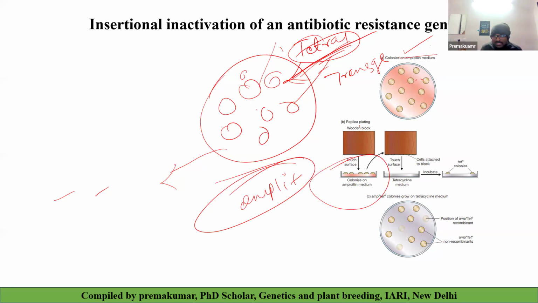Then you just put a wooden block on this plate. Some part of all these colonies will attach at exactly the same positions. Then you take this wooden block and put it on a new Petri plate which has tetracycline medium, so that when you incubate this plate, only some colonies are produced in this tetracycline. Are these recombinant or non-recombinant?